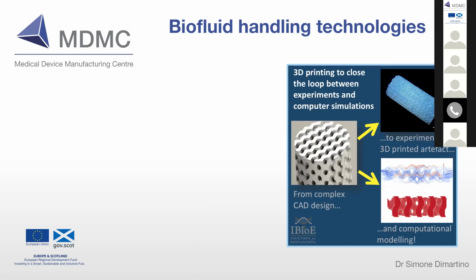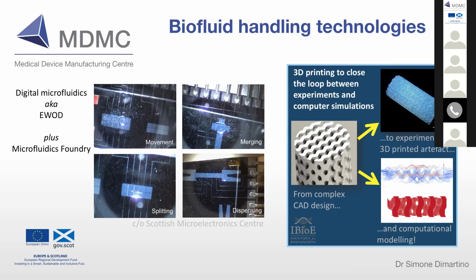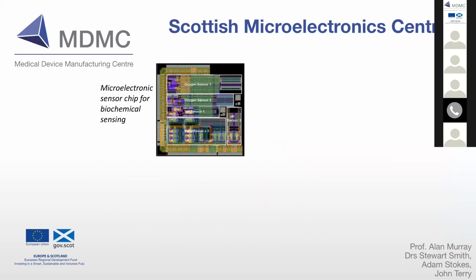We also have in the Scottish Microelectronics Centre the ability to create digital microfluidics, as it's now called, or electrowetting on dielectric, as it used to be called. So this is a sort of chessboard technology where you can move fluid droplets around, you can merge them, split them, dispense them, and so on. So that's a competence that the Scottish Microelectronics Centre has, along with a number of others.